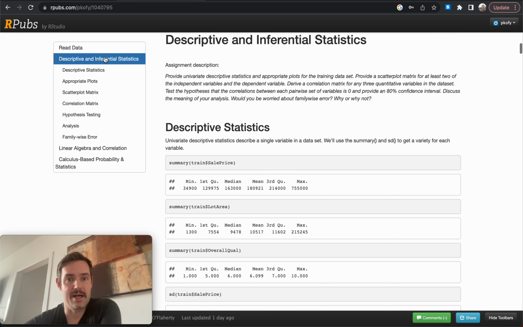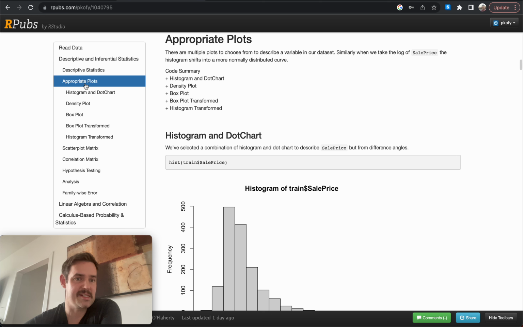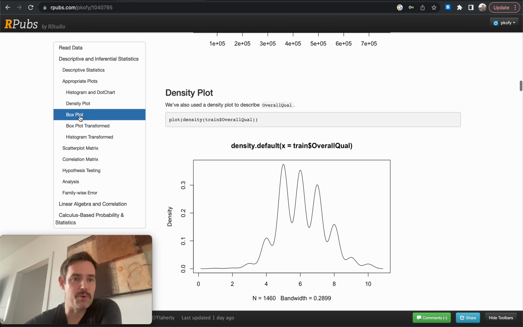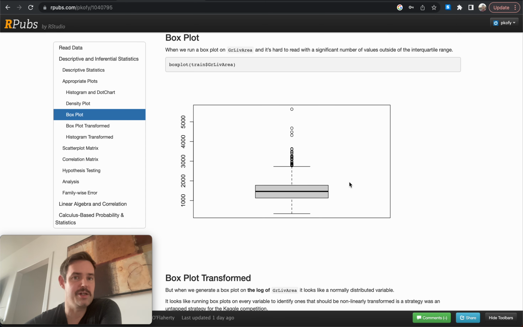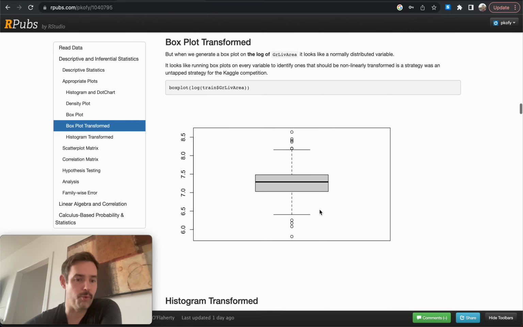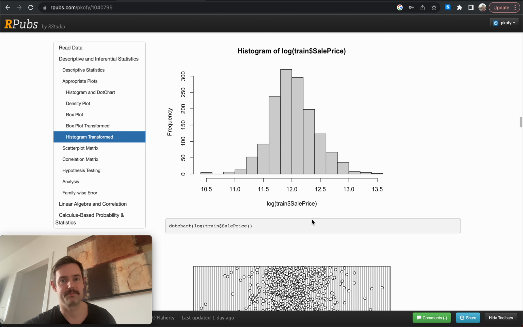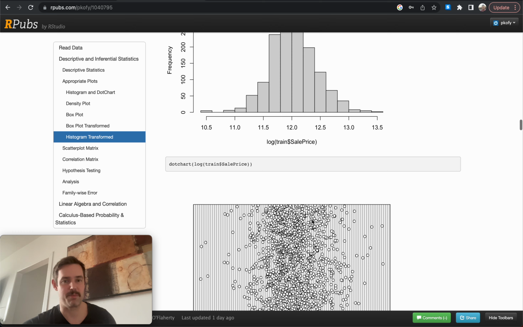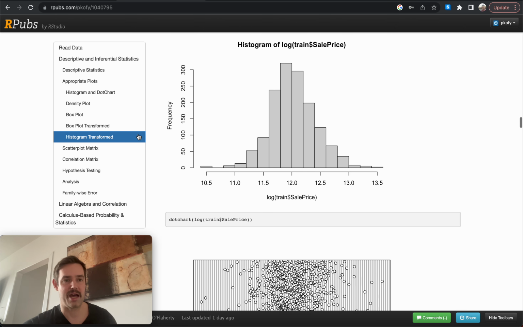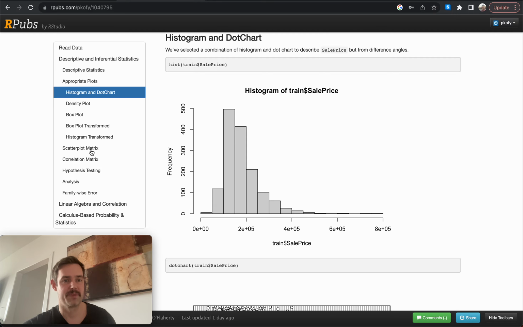In part two, we looked at descriptive statistics and plots. I was most interested in the box plot of GR live area. I realized I could take the log of that and it would look much more normal. And so my big takeaway, and granted I did this after I did the model, is I should run box plots on all of my potential predictors and look at which ones are candidates for nonlinear transformations. I also took a nonlinear transformation of sale price, and look how much more normal it looks than before.